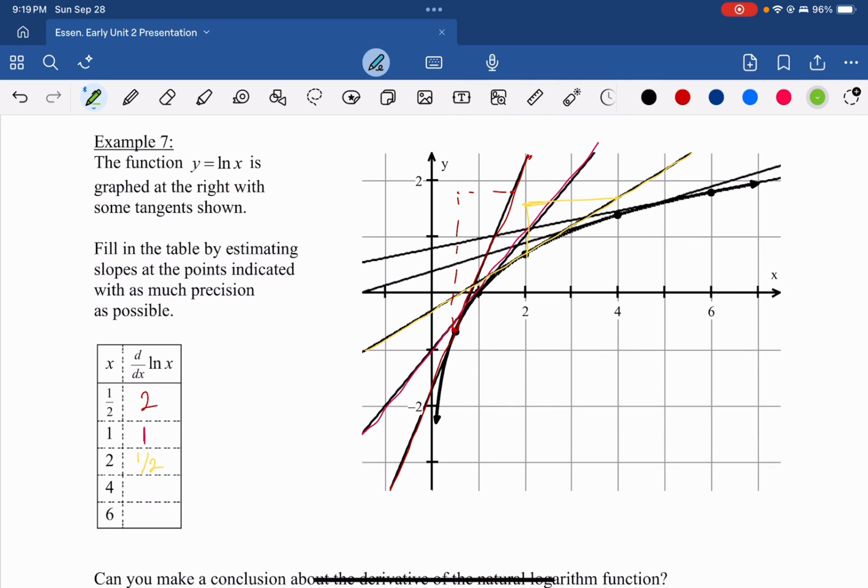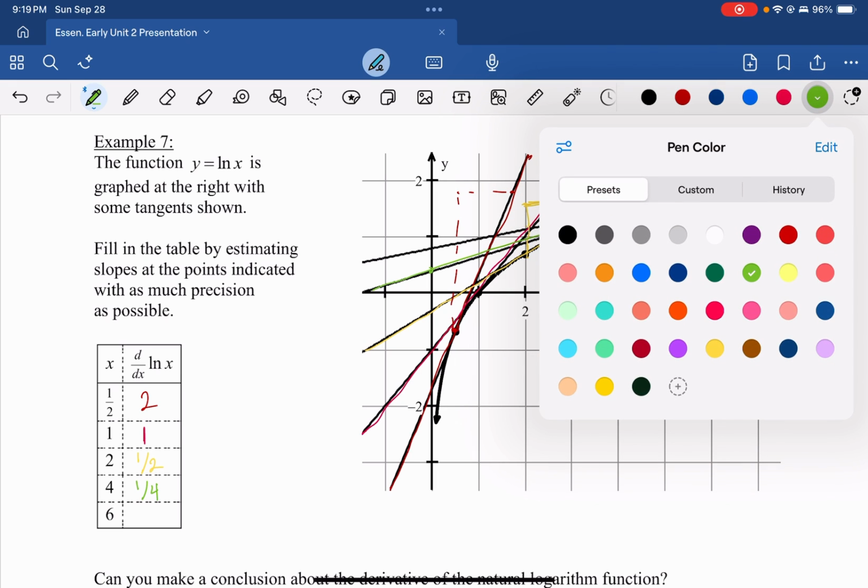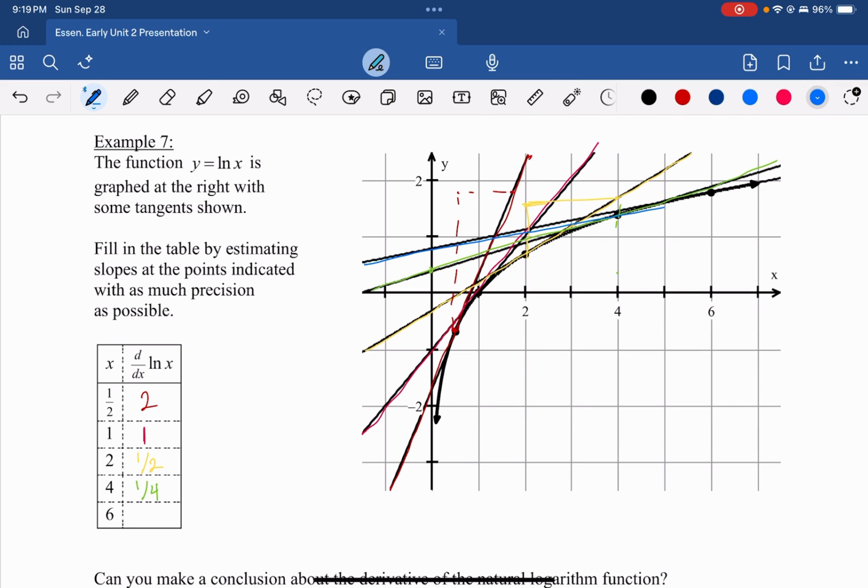Pick a different color. Okay, let's see at 4. It's going to be that line right there. Notice how it's less steep, right? So it's going to be a smaller number. Let's see if we can go up about 1 and over 4. So it looks like about 1/4. Light blue, and then here's my 6. And that one looks to be about 1/6.